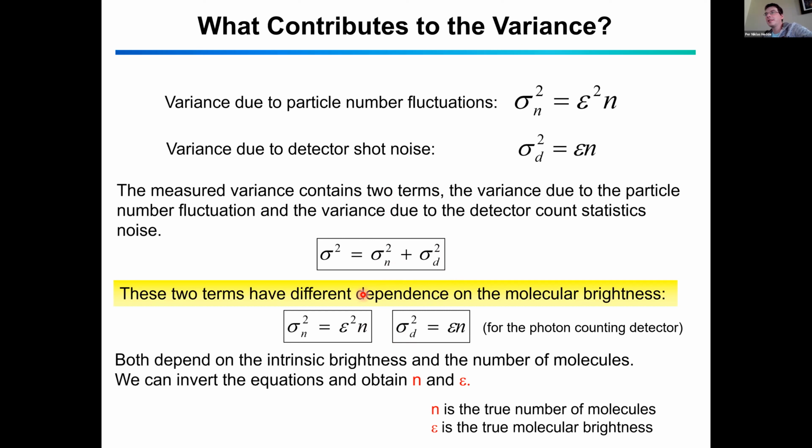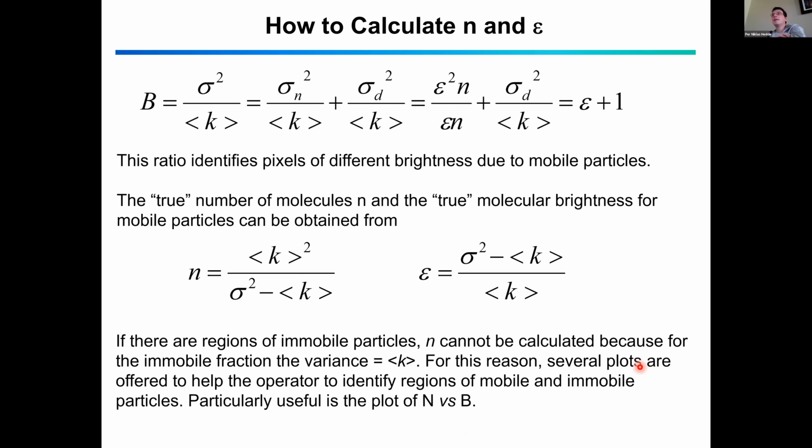But because they have different dependence on the molecular brightness, we can separate the two out. And then we can get n and epsilon, which is the true average number of molecules and the true molecular brightness.